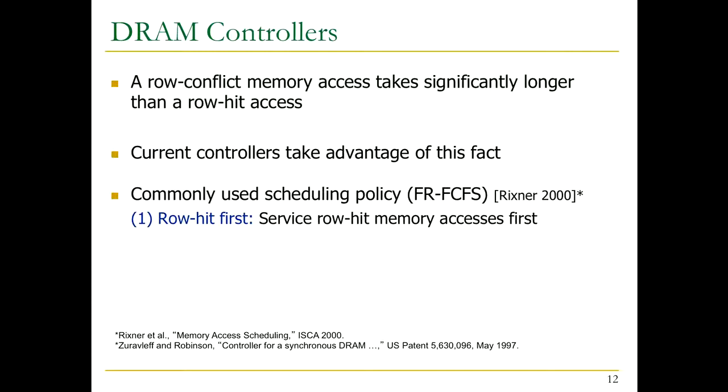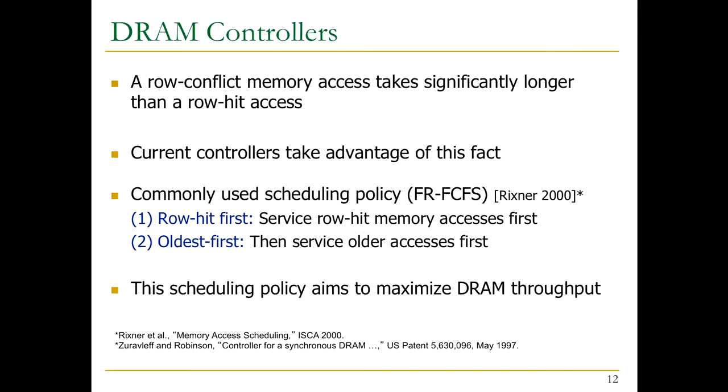If there's no such access, or if there are multiple such accesses, the second prioritization rule is oldest first. Pick the oldest one among those accesses that are row buffer hits. And if there is no row buffer hit access, pick the oldest one among all of those accesses that are row buffer conflicts. And this is implemented in a lot of your processors today. And the goal, again, is to minimize the latency or maximize the DRAM throughput. Throughput is the rate at which you can get data from any kind of memory.